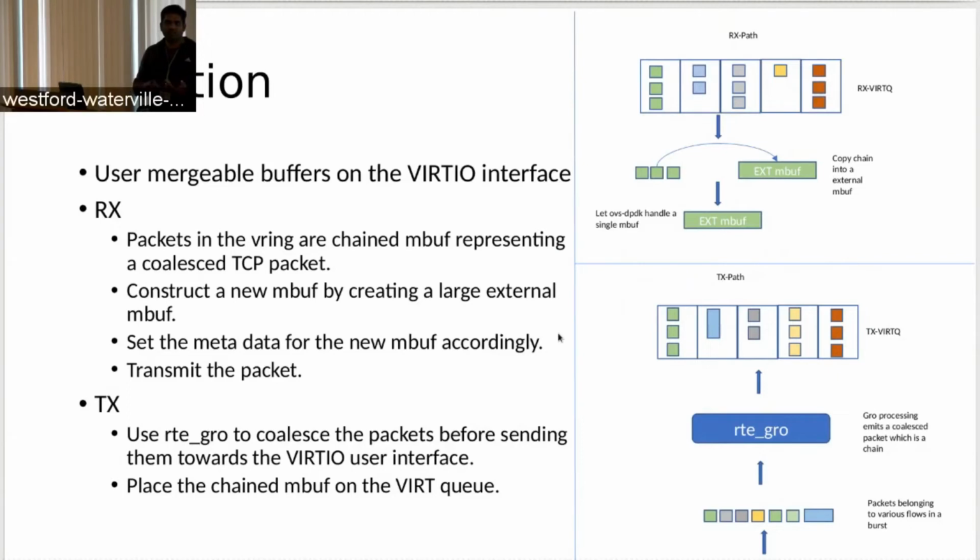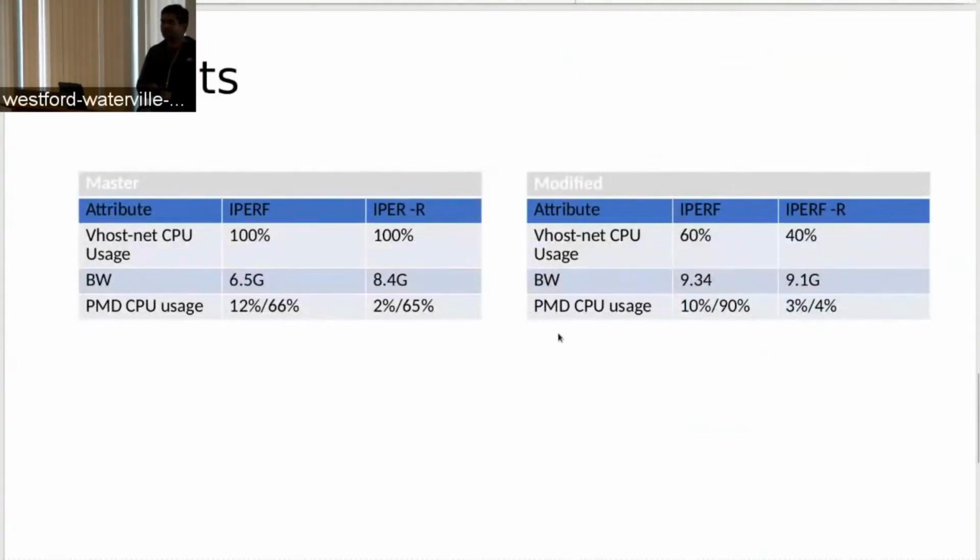Enqueuing this into the TX is still supported because we are using the mergeable RX buffers. And with that, I'm going to show you the results. The one with the master is where we see that the vSwitch thread was at 100% CPU, and the performance was also at 6 gig and 8 gig in each of these directions.